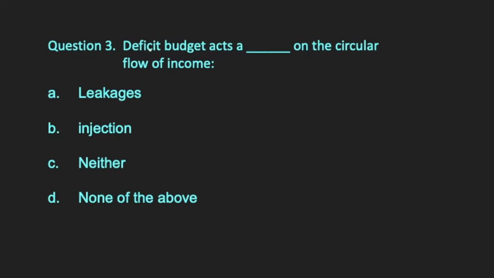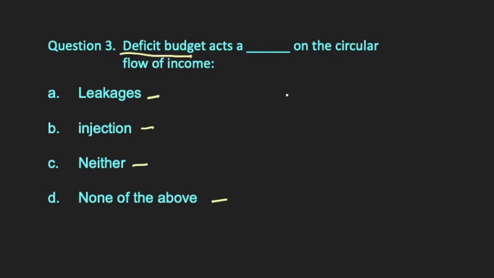Our third question is: deficit budget acts as, and you have to find which of the terms is appropriate here on the circular flow of income, whether it acts as leakage, or it acts as injection, or neither, or none of the above. So what is the impact of deficit budget on the circular flow of income?